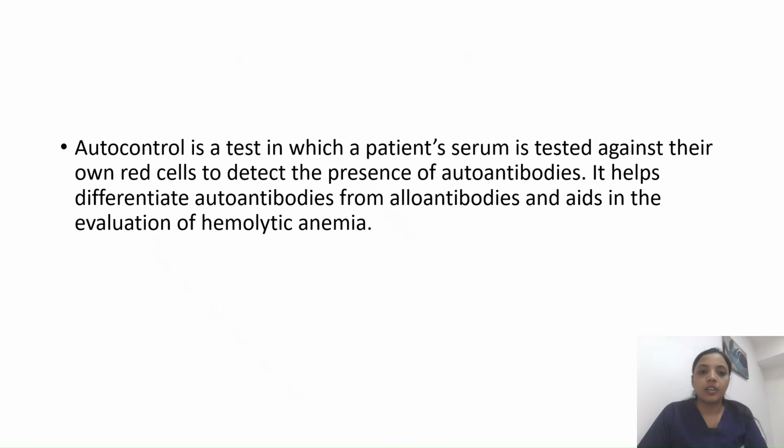So what is the importance of autocontrol and how do you perform an autocontrol? What insights does an autocontrol provide us into the patient's clinical status? Autocontrol is a simple serological test in which patient serum is tested against their own red cells to detect the presence of autoantibodies. So basically, it helps in differentiating autoantibodies from alloantibodies and aids in the evaluation of hemolytic anemias.